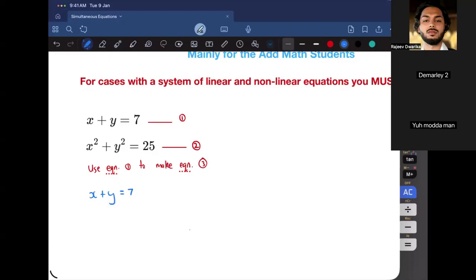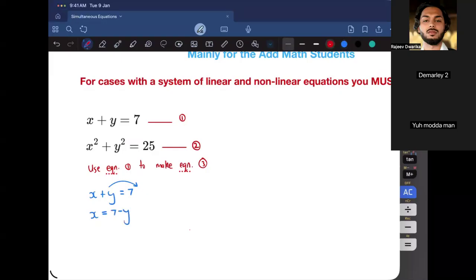Tell me, if we want to make X the subject, what should move across? We should move across Y. Right. And so X is equal to? 7 minus Y. And that is equation 3.